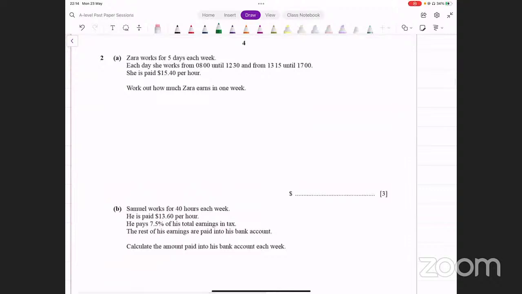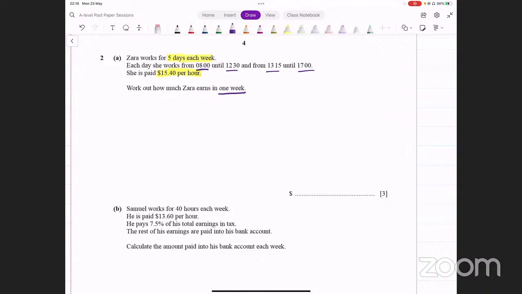It says, Zara works for 5 days each week. Each day she works from 8 until 12:30 and from 13:15 until 17:00. She is paid $15.4 per hour. So she's working 5 days each week, and she's paid this much per hour. और उसने hours भी रखे हुए, कितनी देर वो काम करती है every single day. Work out how much Zara earns in 1 week. 1 week में पूरा वो कितना earn करती है.